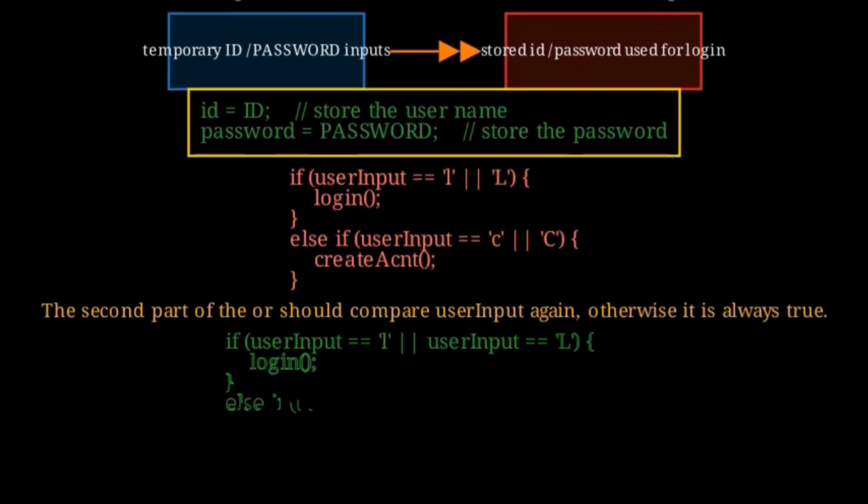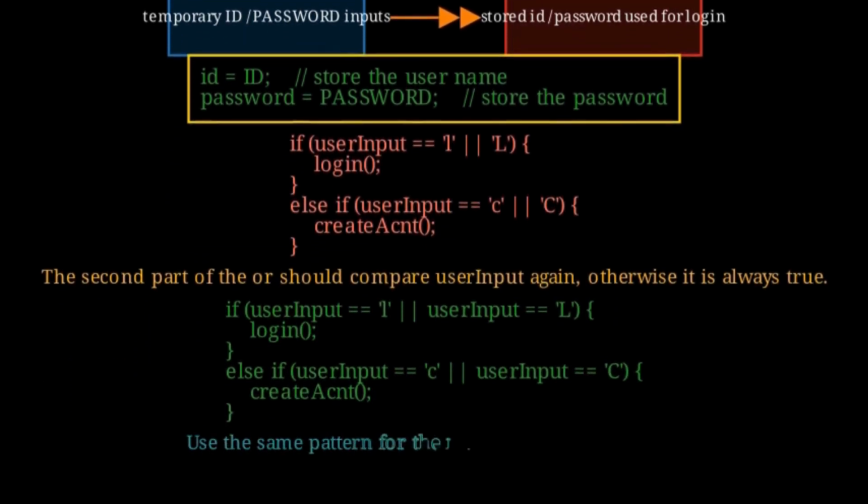The fix is to compare userInput to uppercase L explicitly, so the correct form is if userInput equals L or userInput equals uppercase L. Do the same pattern for C and for the money option menu as well. This ensures the code only calls login when the user actually typed L.